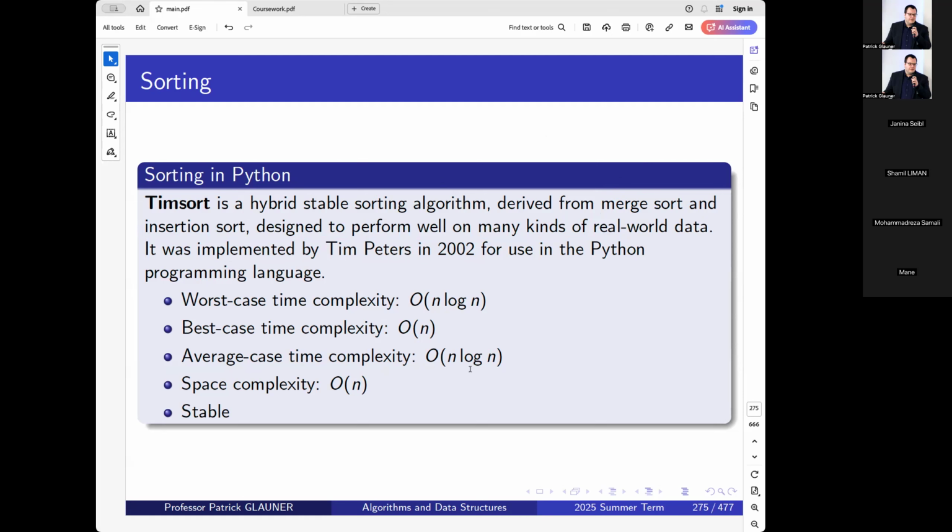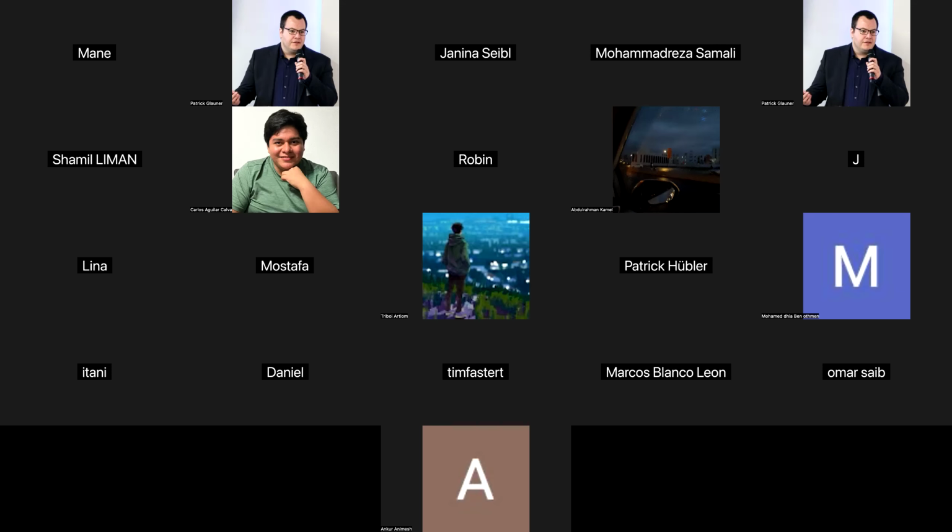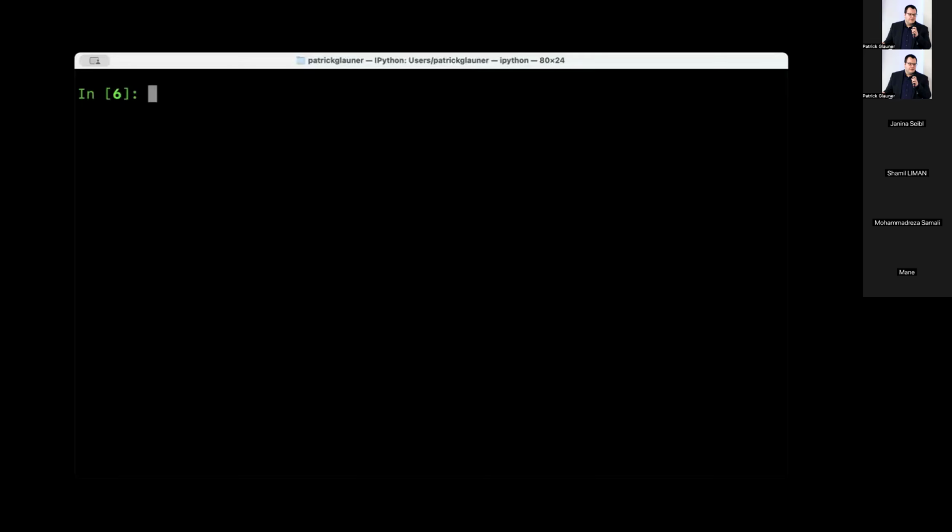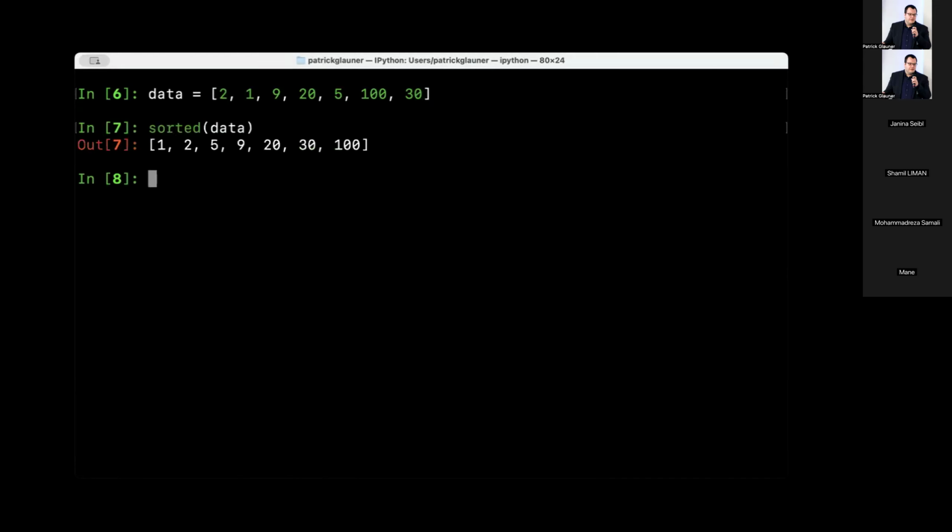The worst case and average case are n log n. The best case is O of n. The space complexity is O of n, and it's stable. So this is the one that was built for the Python ecosystem. And mentioning Python, we will now look at how you can actually sort something in Python. Obviously, we have our data set like this one here, and we want to sort it, and we get it sorted.